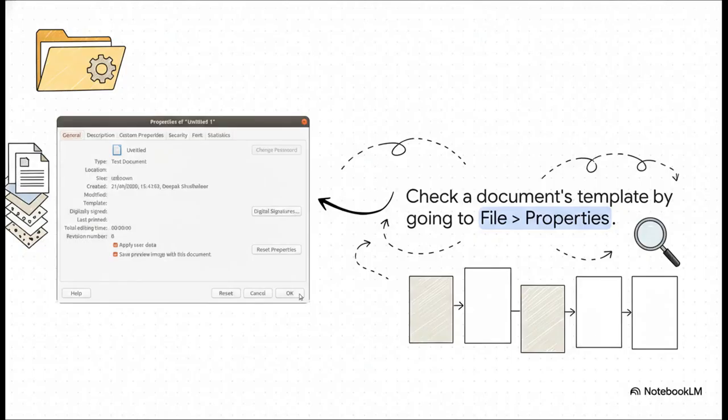Have you ever opened a document and wondered what template it's using? Well, it's really easy to check. You just go to the File menu and select Properties. Right there in the General tab, it'll tell you which template it's based on. And here's the thing. Every document you create starts from a template, even if it's just the default blank one. To make your own, you just set up a document exactly how you want it, and then go to Save as Template in the File menu.